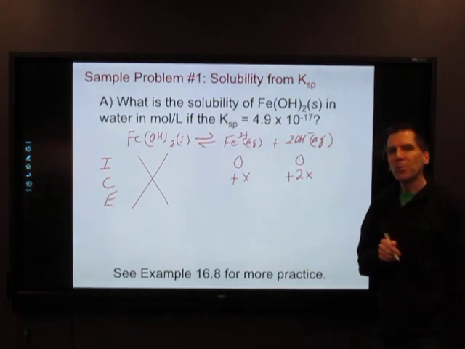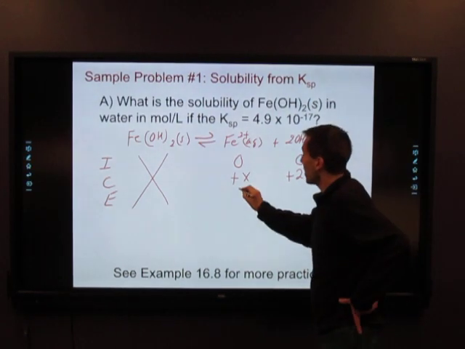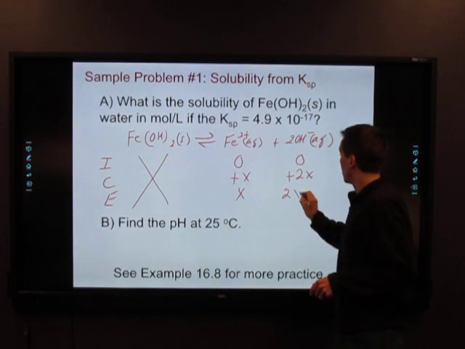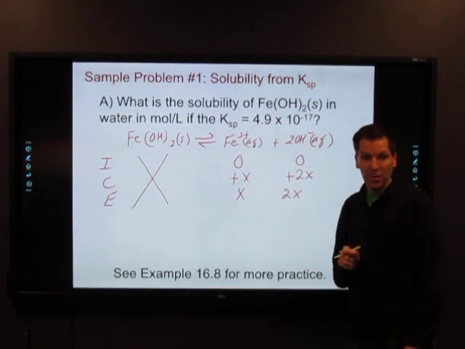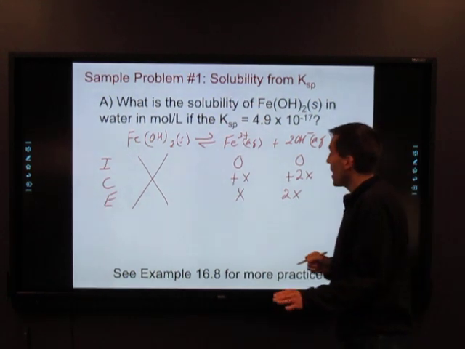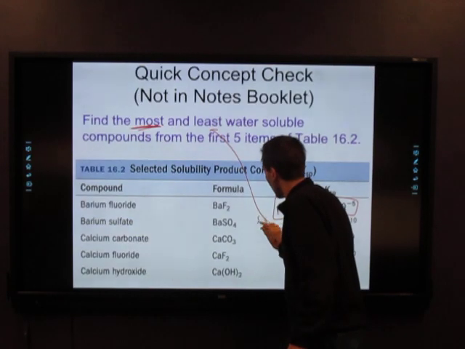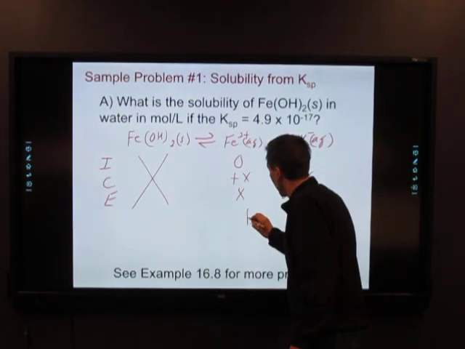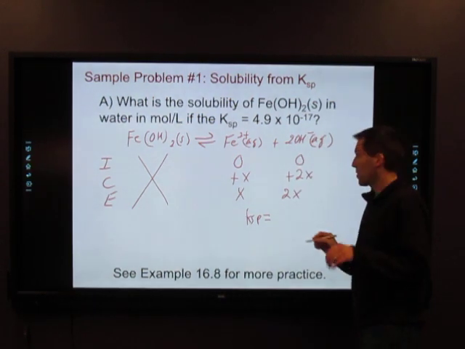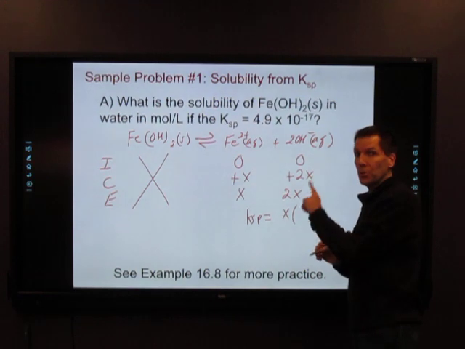And so that'll be a plus 2x because we have to follow the stoichiometry. At equilibrium, this is x, this is 2x. We just follow down the column. And then we would say Ksp equals x times 2x.